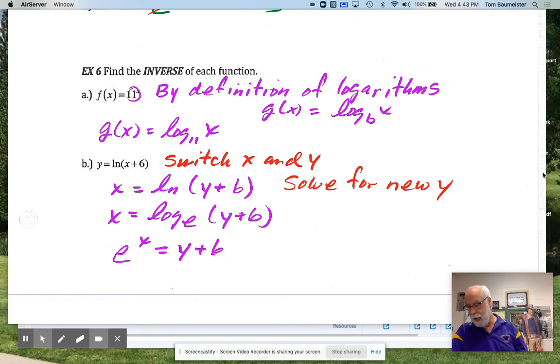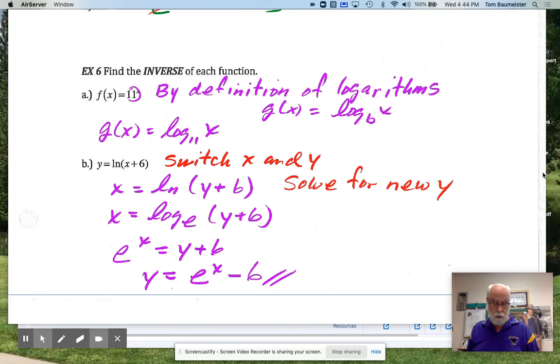Now, how do I get that new y by itself? I'm just going to subtract 6. So I can say that y is equal to e raised to the x power minus 6. And that is that one right there.